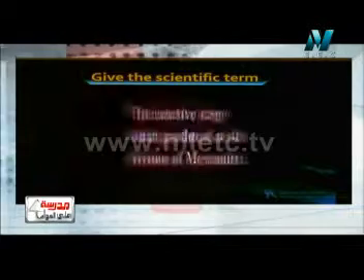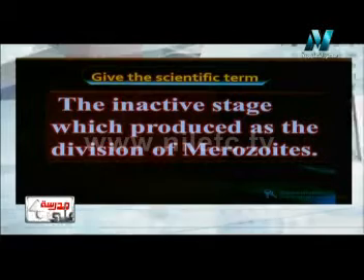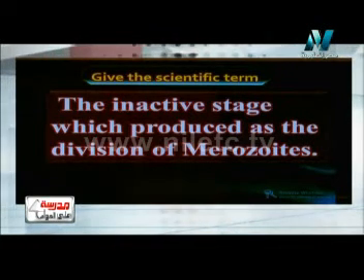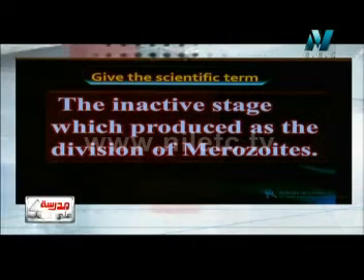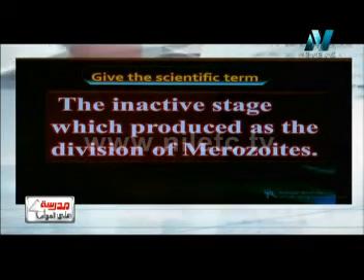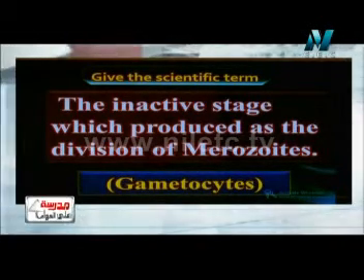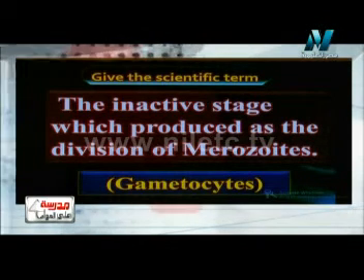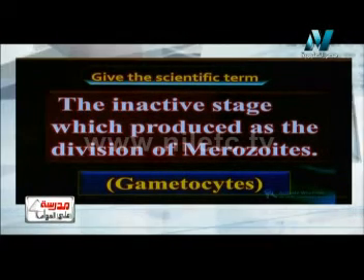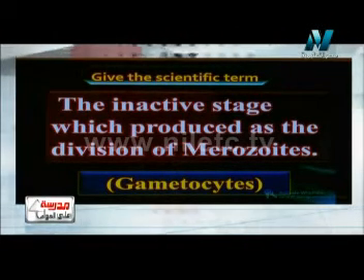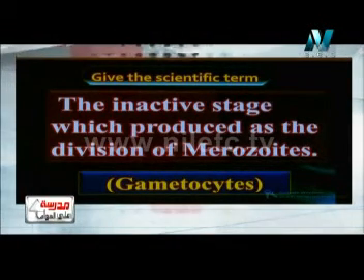The next question. The infective stage which is produced as a division of merozoites. Of course, this is the infective stage to the female Anopheles mosquito, which is called the gametocytes. We remember that the merozoites divide by schizogony or fragmentation inside the RBCs, they produce a great number of merozoites to repeat the infection of other RBCs, and some of them change into inactive gametocytes inside the human blood.